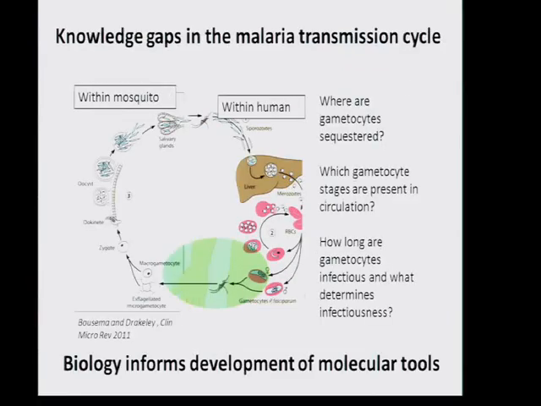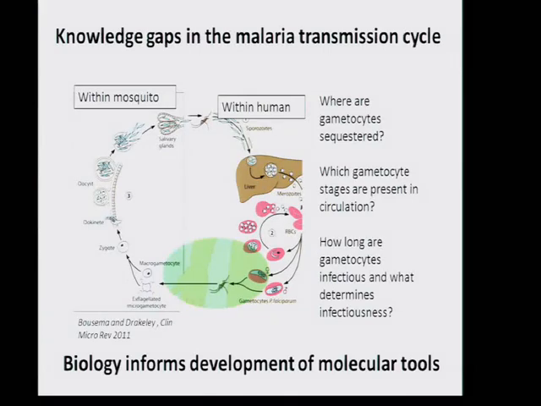So what I would like to do is to discuss a couple of the critical knowledge gaps in the malaria transmission cycle, work that we have been doing in the last few years to target these knowledge gaps, and then work that we have been doing to use the biology underlying these gaps to develop molecular tools to then look at infection and infectiousness in Plasmodium falciparum.